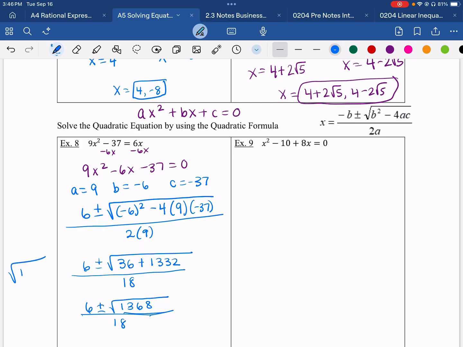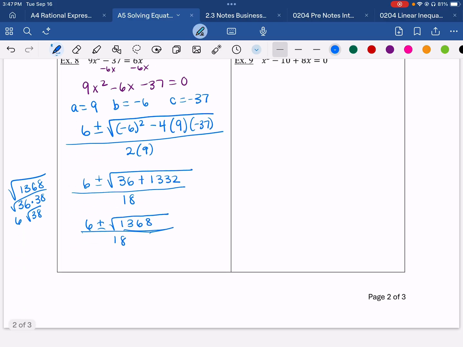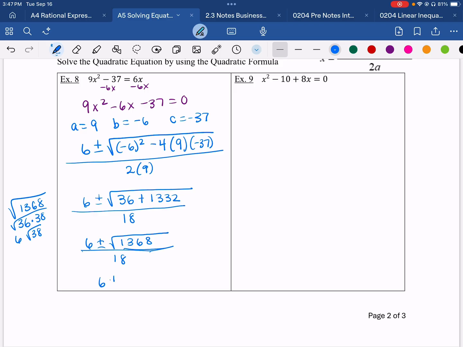Square root of 1,368 breaks down to 36 times 38. Square root of 36 is 6. Square root of 38 does not break down because that's 2 and 19. So we now have 6 plus or minus 6 square root of 38 all over 18.